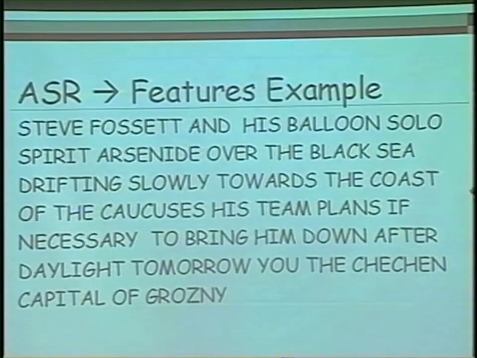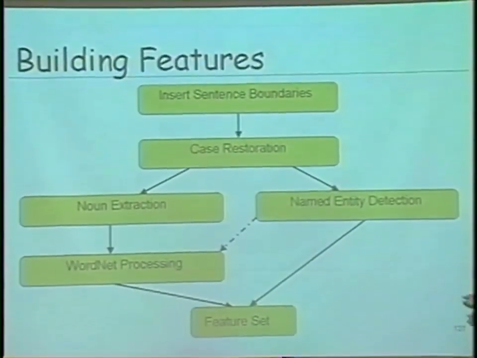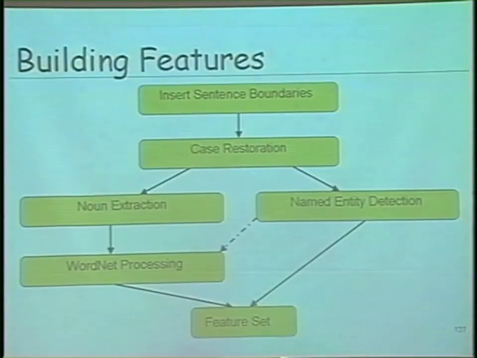So we have this, and we need to extract features from it. So we built this pipeline. We start, because ASR is unpunctuated, we need to insert sentence boundaries, and we do this with a pretty simple heuristic.